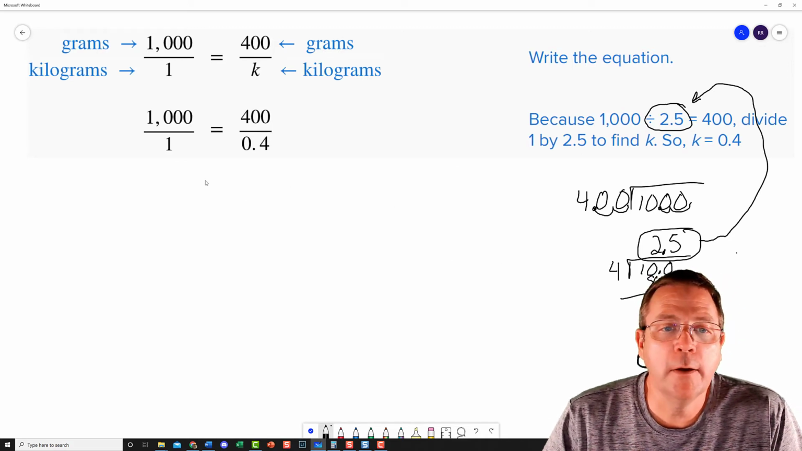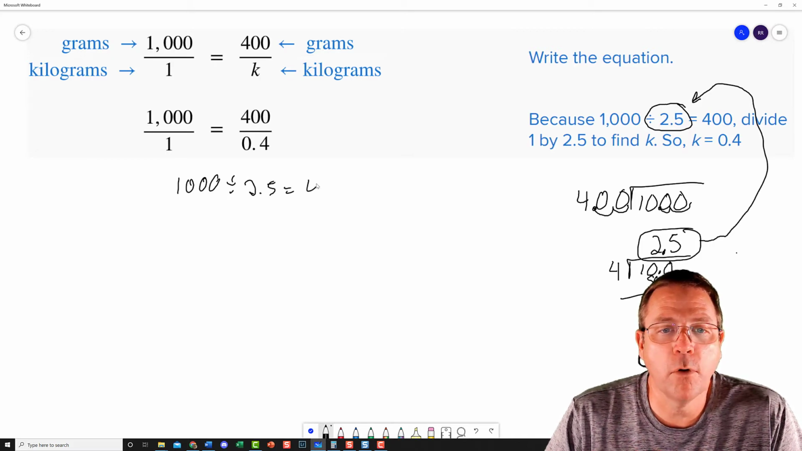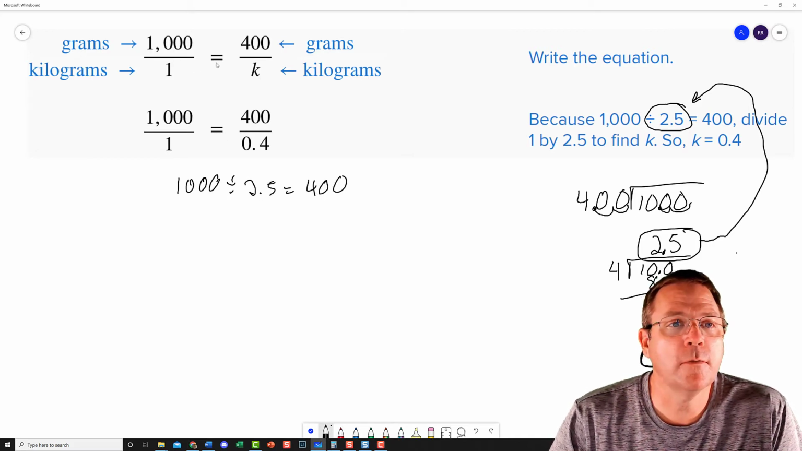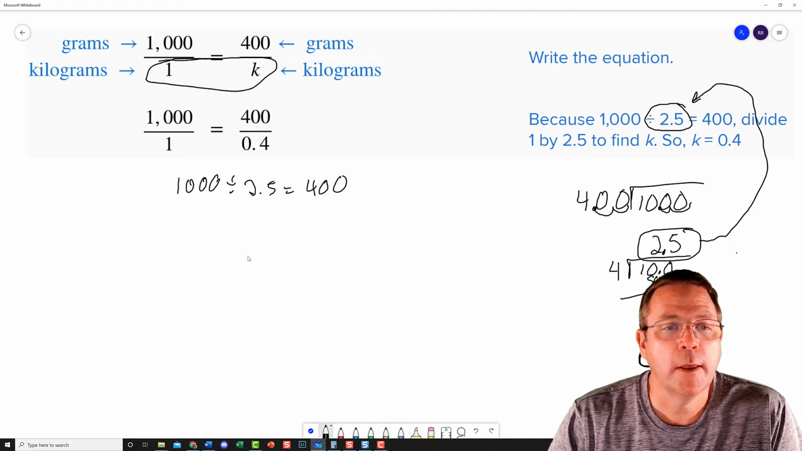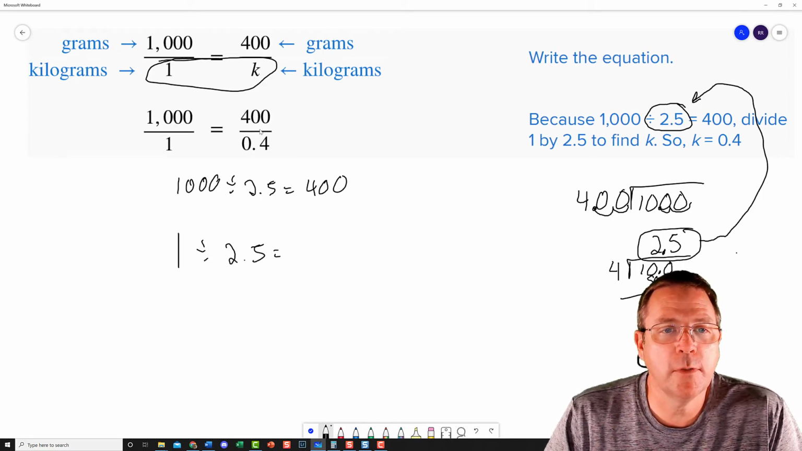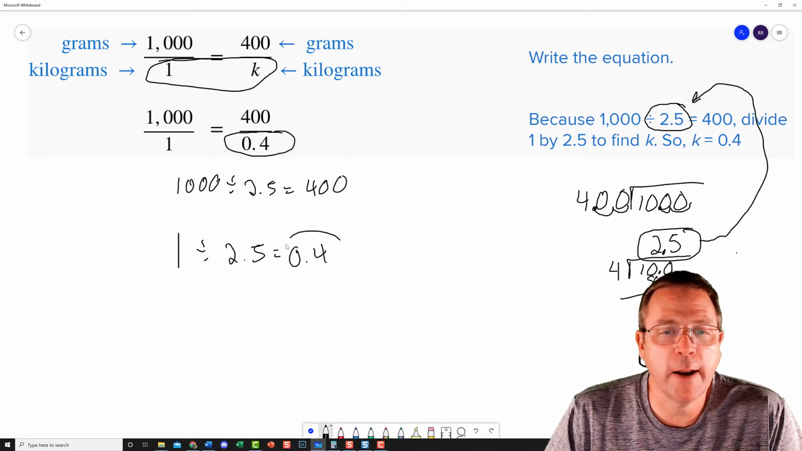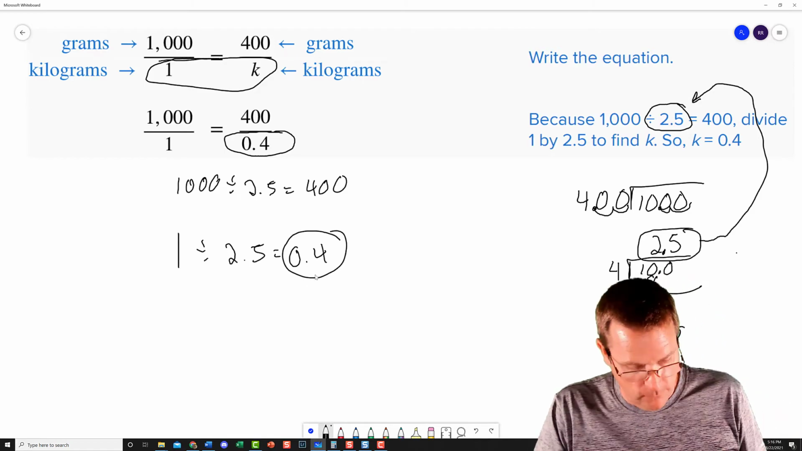So, if they took 1,000 and divided it by 2.5 to get 400, that means for this level here, they need to take 1 and divide that by 2.5. And when they do, we're not going to waste time doing the math, but you get that answer right there, 0.4. And that is where the 0.4 came from.